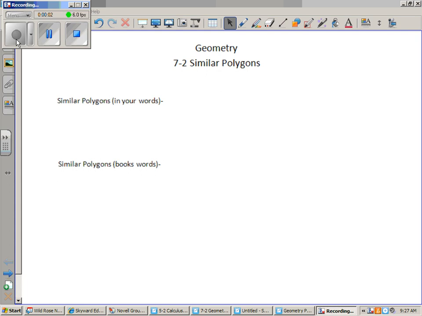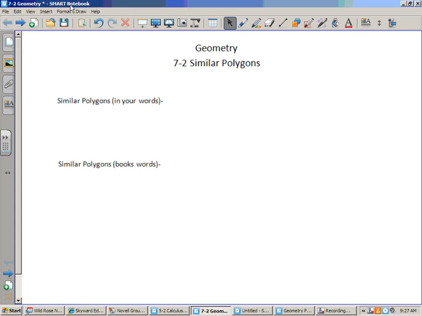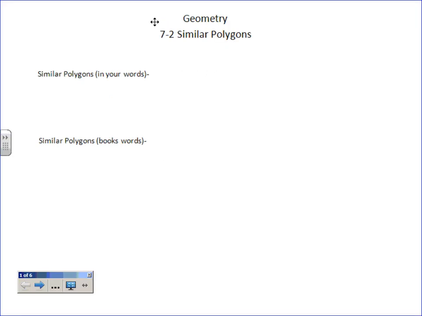All right, what I'd like you to do to start the notes today is, in your own words, write what you believe similar polygons are, or if you feel more comfortable, you can just write what you believe would make two things similar. But let's put it in your own words, and then I will unveil the book's words and see how close you are to that. So take a few seconds to do that.